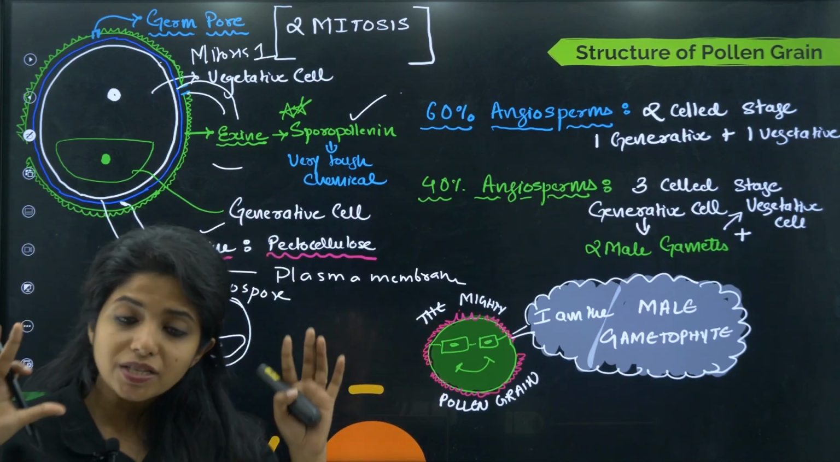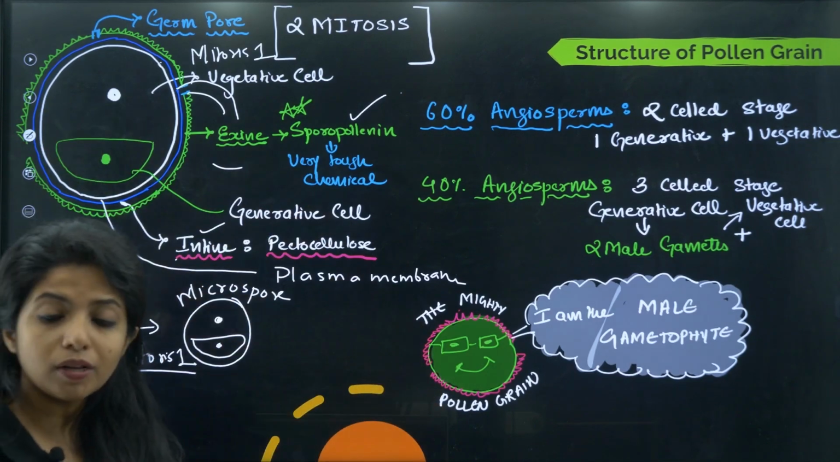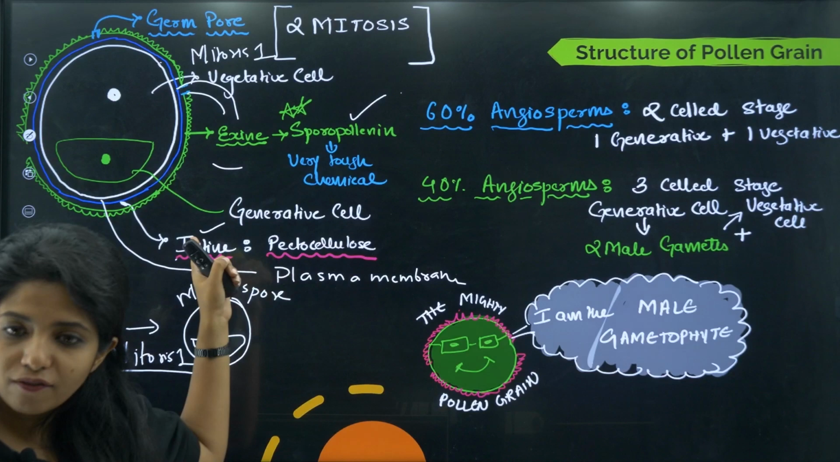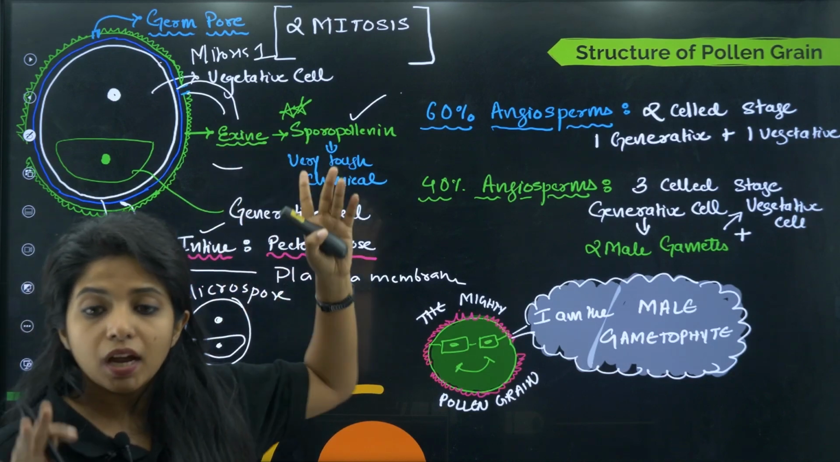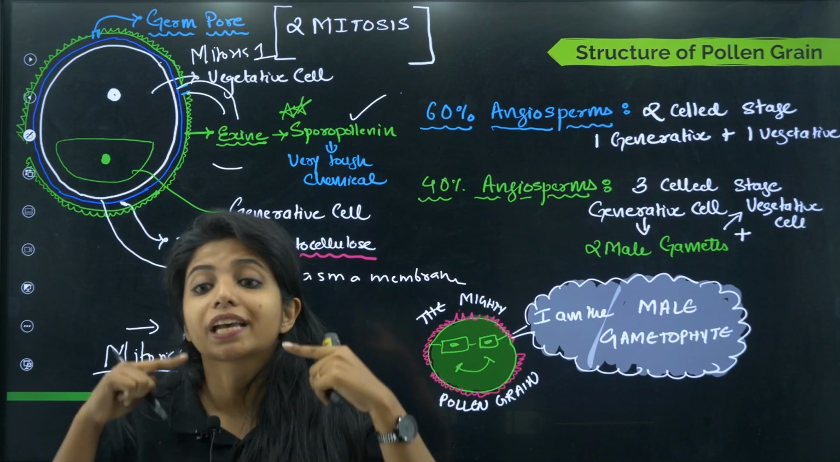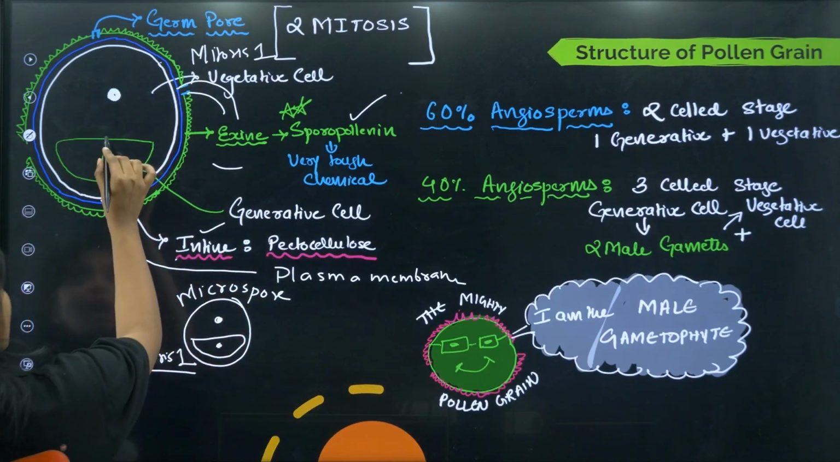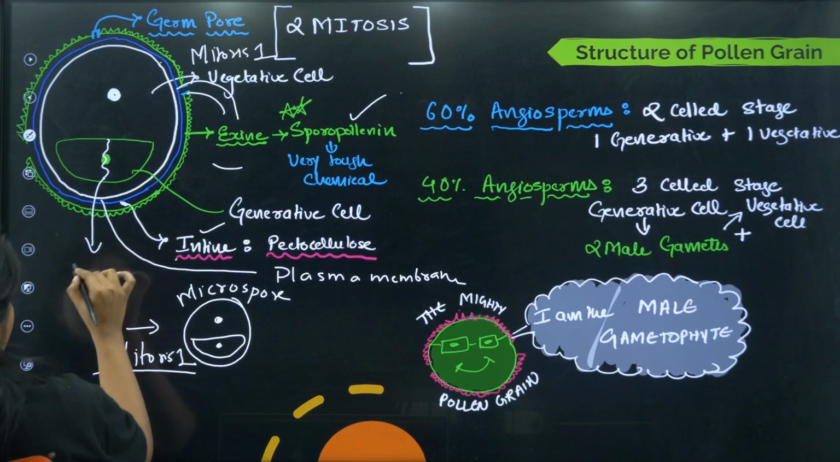I'll tell you. 60% of the angiosperms, that is the flowering plants, go only up to this stage. The pollens are shed in this stage only, where they have a generative cell and a vegetative cell. Once this pollen lands on the stigma, it slowly undergoes the second mitotic division. This was mitosis 1, right? The second mitotic division happens over here. I'm writing.